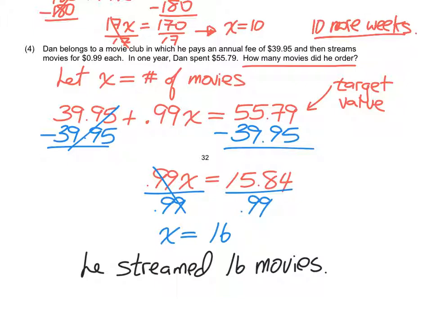I mean, if you want to get specific and say Dan, that's fine. But I always have it in my mind that one day the Regents people are going to go overboard. The question says Dan belongs to a movie club. Somebody will answer the question and write, like, Tom streamed 16 movies. And then on the scoring guide, they're going to be like, if they use the wrong name, take off like 20 points. I just feel like that. So I would even stay away from naming names because I feel like they're just out to get people. So don't let them get you.